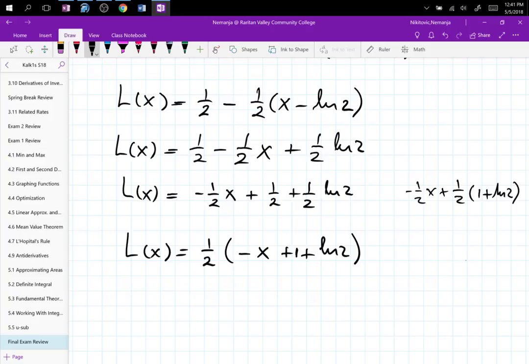Anything else? Problems? Exams 1, 2, 3. Yes. Use differentials to approximate rule 98.